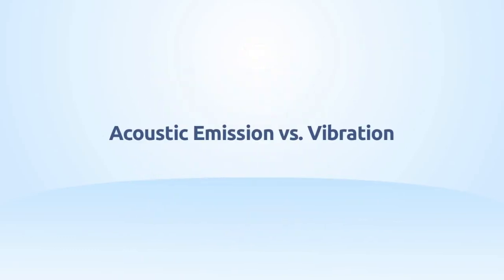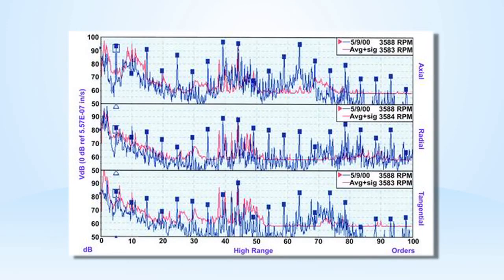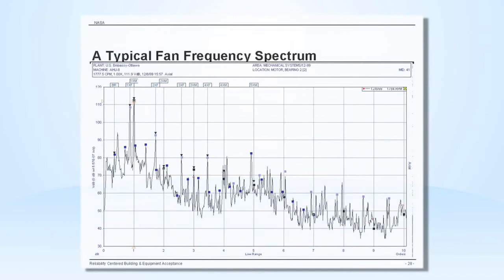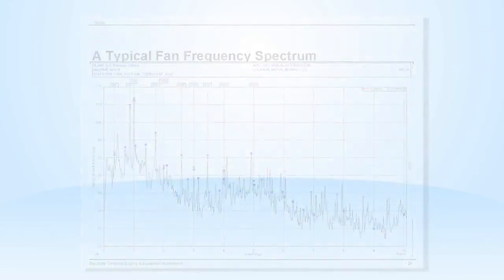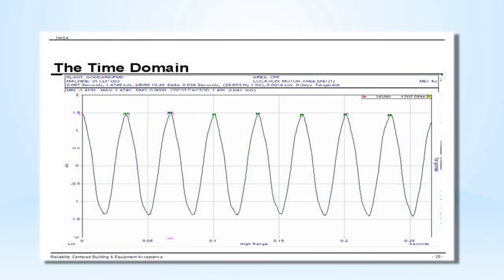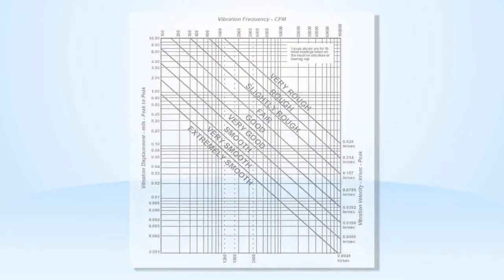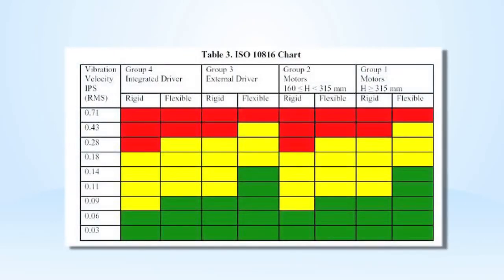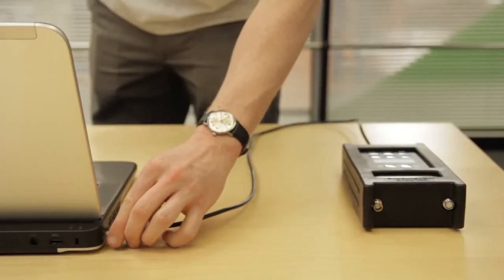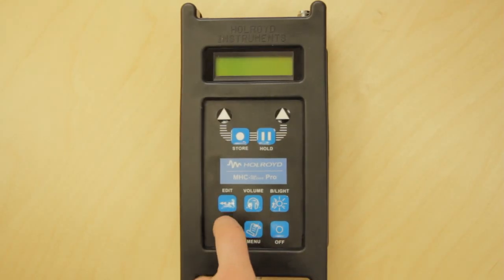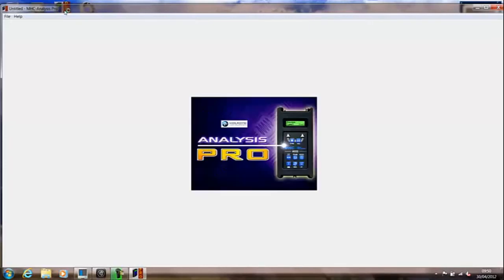Acoustic emission versus vibration. Vibration is insensitive to the early signs of a problem unless complex signal analysis is carried out. The acoustic emission method does not require this analysis. However, should you wish to, it is possible to perform complex signal analysis using the Memo Pro and software.